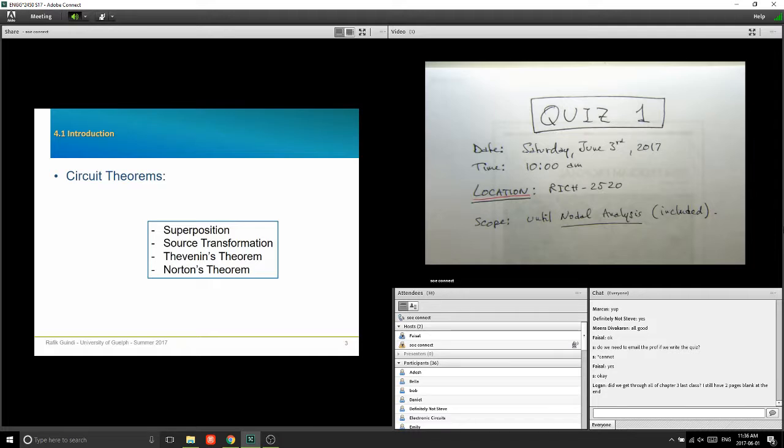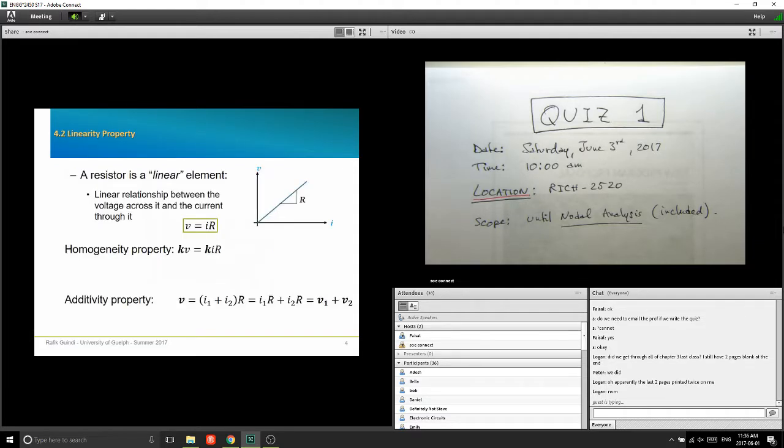4 theorems. I'm going to start today with superposition, and I'm hoping to fit source transformation. I hope we have the time to do that. So we start with what we call the linearity property.